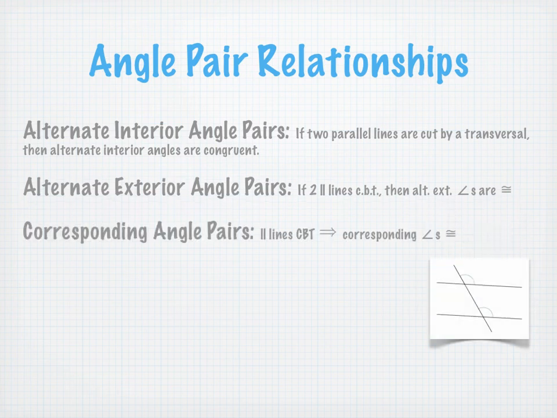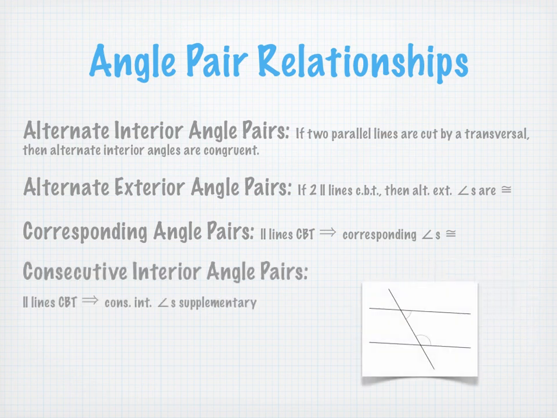Next, we have corresponding angle pairs. Whenever we have two parallel lines cut by a transversal, that implies that the corresponding angles will be congruent. And finally, the one that's different, consecutive interior angle pairs. If we have two parallel lines cut by a transversal, then the consecutive interior angles are supplementary. And again, all of these statements are statements that we will prove.